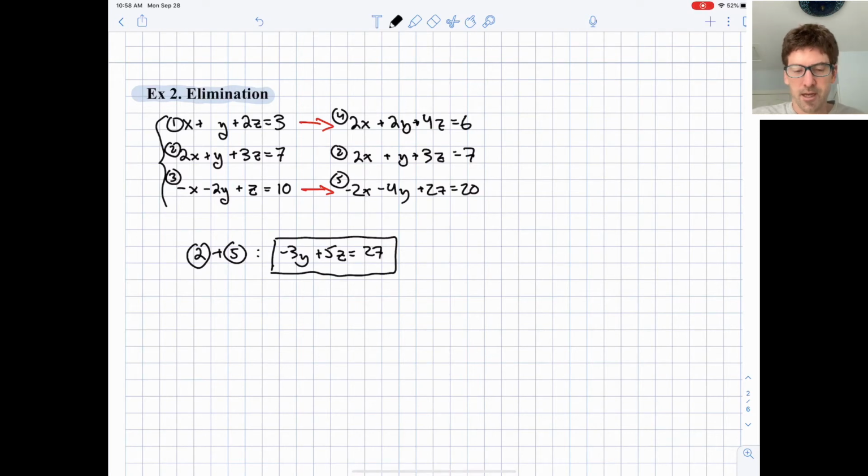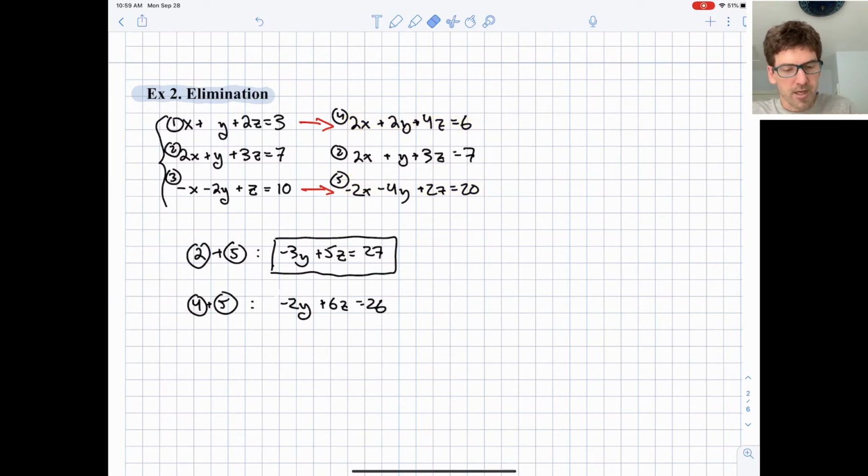I'm going to try to work with another couple equations to get an equation in just y and z with x eliminated. And it looks like we can do that with equations 4 and 5. So we can add equations 4 and 5 together and get a new equation that has x eliminated. So the x's will eliminate, 2y and a negative 4y. So just to be clear, I'm adding these two yellow equations together. 2y and a negative 4y is a negative 2y. 4z and a 2z is a 6z. And 20 plus 6 is 26.